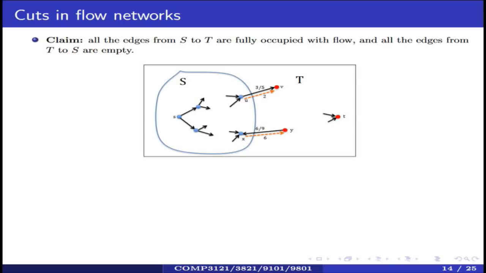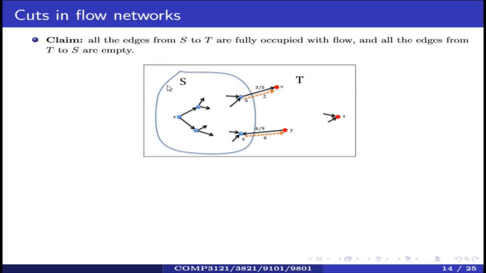It's actually a simple argument. We will show that all the pipes that go from a vertex that is in S to a vertex that is in T must be fully occupied. And all the pipes that go in the opposite direction from a vertex in T to a vertex in S must be completely empty. So why do you think this is the case?